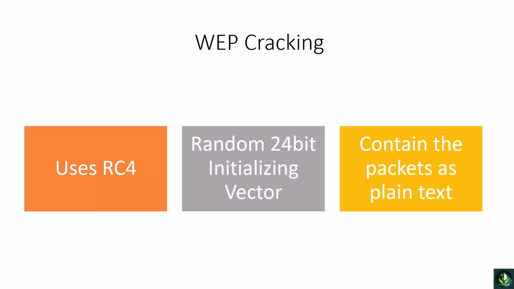So the first encryption that we're going to talk about is WEP, or WEP cracking. It is the oldest one and the easiest one to break, but we still need to learn how to break it, because you will see networks that still use WEP. WEP uses an algorithm called RC4.